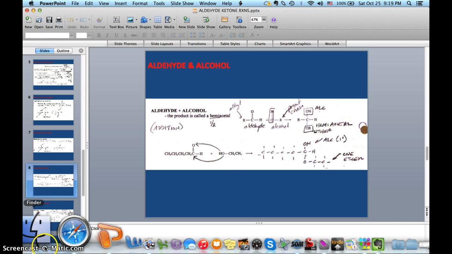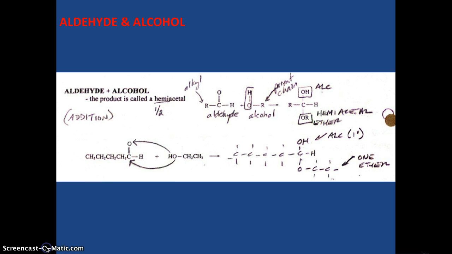So let's move on here to the back of the page where we're dealing with these things called hemiacetals and hemiketals. Okay, now if you look at these notes right here, what you'll see at the top is that you're going to have an aldehyde and an alcohol reacting, and they're going to be called a hemiacetal when they form the product.